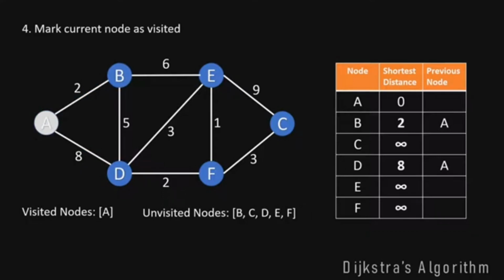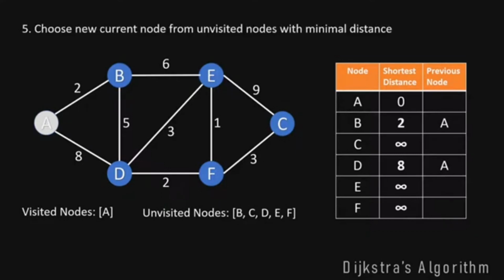Now our iteration ends here, and we can mark A as visited, remove it from the unvisited nodes and put it in our visited nodes list. The last step we didn't talk about is to pick a new node as the current node to explore this graph further, and therefore we always choose the unvisited node with the current minimal distance.